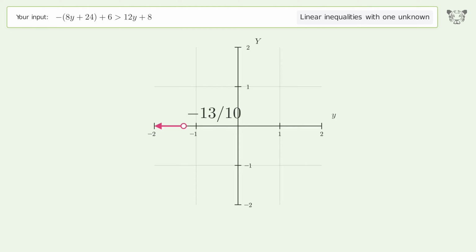And so the final result is y smaller than -13/10.